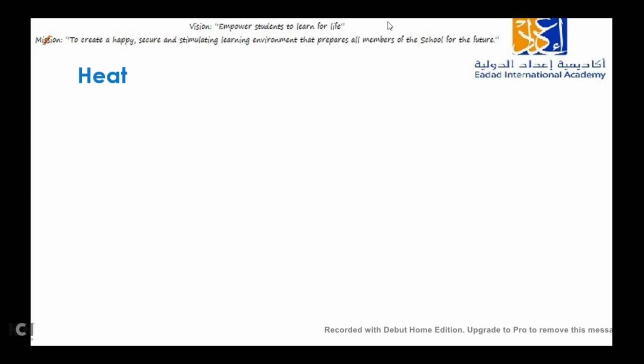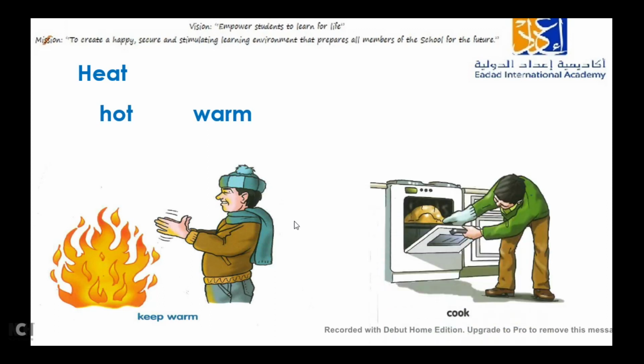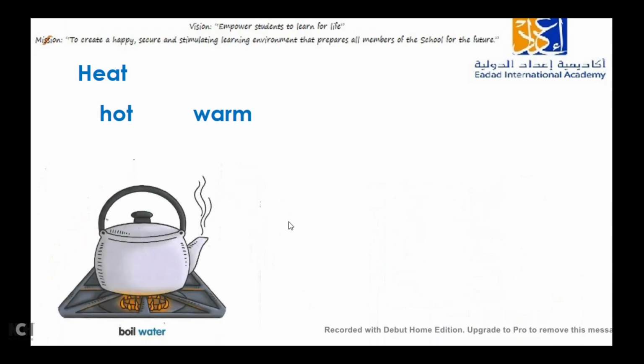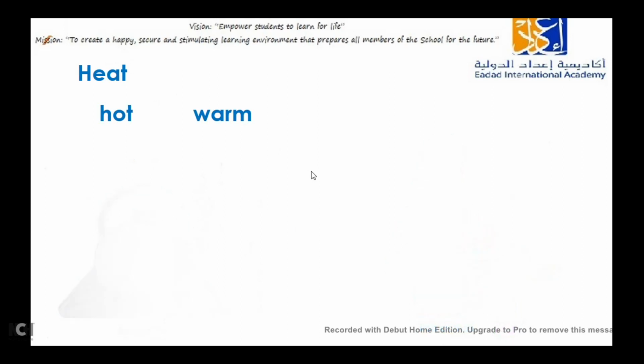Okay, now for today, you know that heat is something that gives us the feeling of being hot or being warm. Heat helps us to stay warm. We use fire and sometimes we use jackets and hats to keep us warm. We also use heat to cook our food. And then we also use heat to boil water. We also use heat to iron clothes. There are so many uses of heat. Can you give me one? Very good.